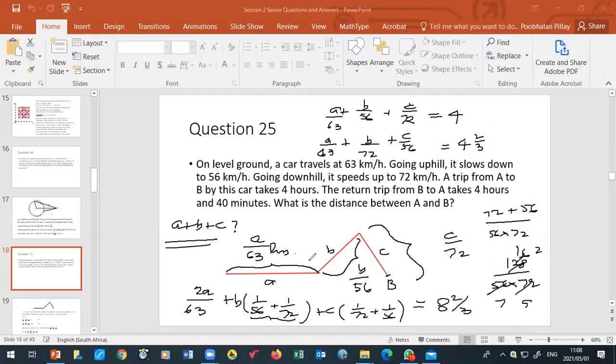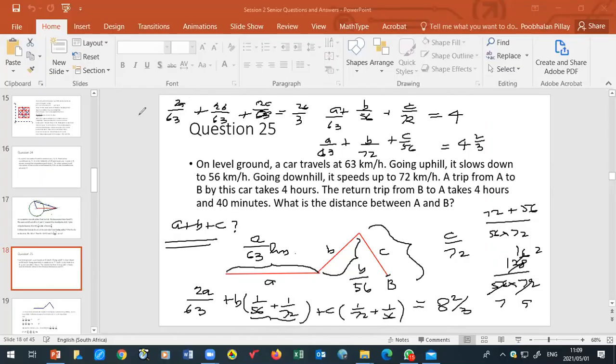Right? So, sorry, I'm going to take this entire line and squeeze it in here. So you get 2A over 63. This part here is 2 over 63. So you got 2B over 63. And this part here is still 2 over 63. It's the same thing. So you have 2C over 63. And that is 8 2/3, which is 26 over 3.